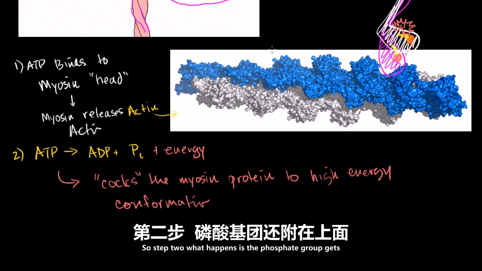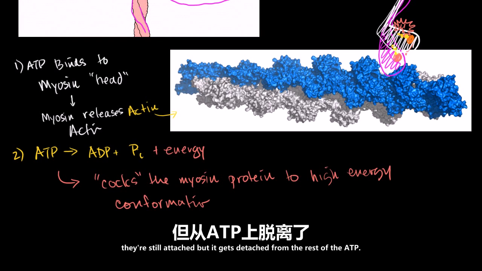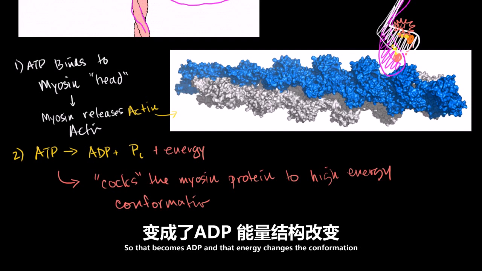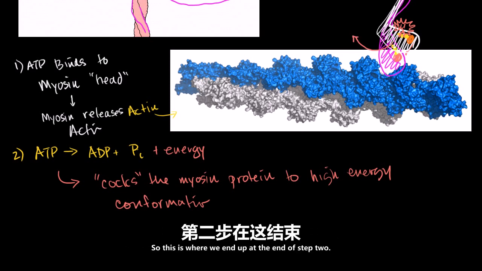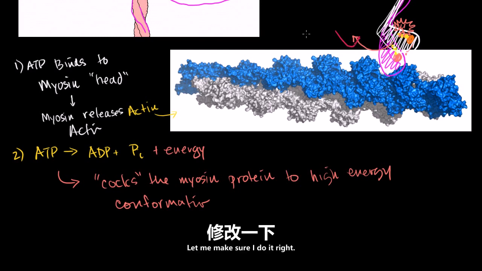So in step 2, the phosphate group is still attached, but it gets detached from the rest of the ATP, so that becomes ADP. And then that energy changes the conformation so that this protein now goes into a position that looks like this. Let me draw it like so. This is where we end up at the end of step 2.